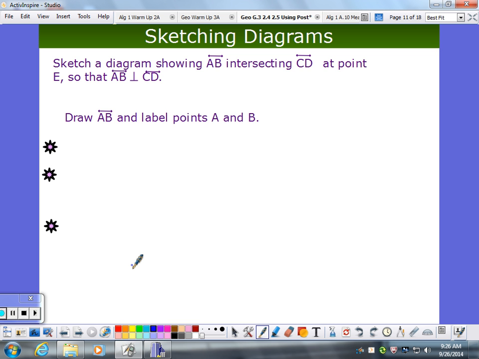This diagram I don't think I have on your paper, but let's see if we can do it. Sketch a diagram showing AB intersecting CD, these lines intersecting each other at point E, so that the 2 lines are perpendicular. This whole thing means perpendicular if you haven't seen that before. I'm going to make mine, you make yours. Let's see if we can make it the same thing. Find a little space on there to do this.